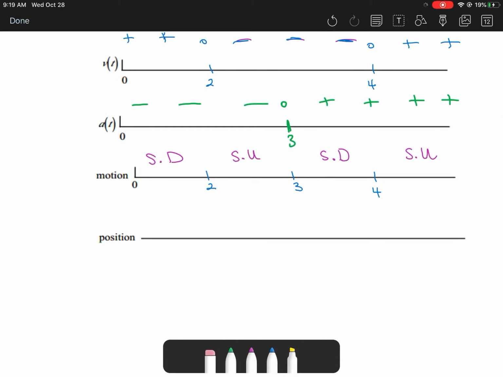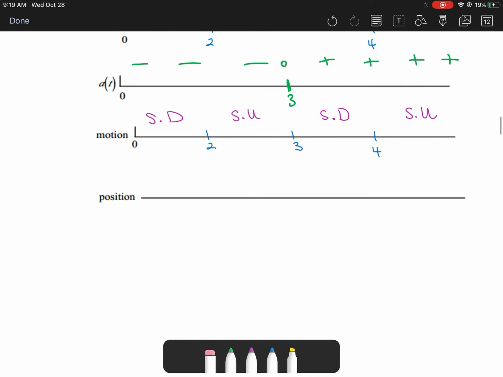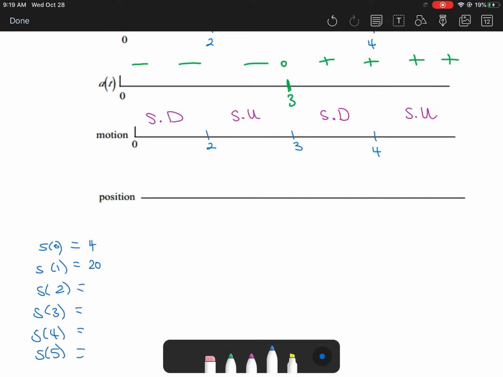And if we wanted to look at the position, so how did this one actually travel? Again, if I were to take that position function and plug it into my calculator and look at the table, so let's say you want to actually know what all these values are. So S of 0, 1, 2, let's say 3, S of 4, and S of 5. Okay, so I plug them in, I get 4, 20, 24, 22, 20, and 24.